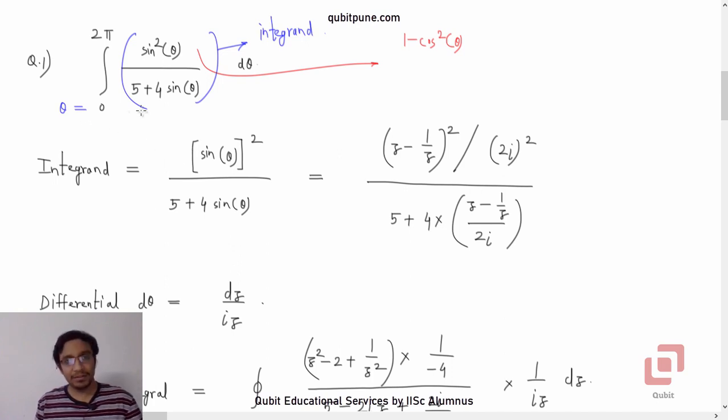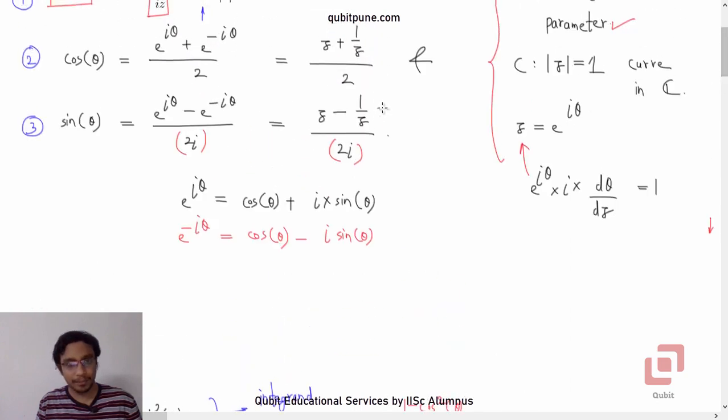First, let us go to the denominator because it has only sine theta. So 5 plus 4 sine theta is now going to be 5 plus 4 into z minus 1 upon z divided by 2i. This is what we got from Euler's formula. Yes, this one.